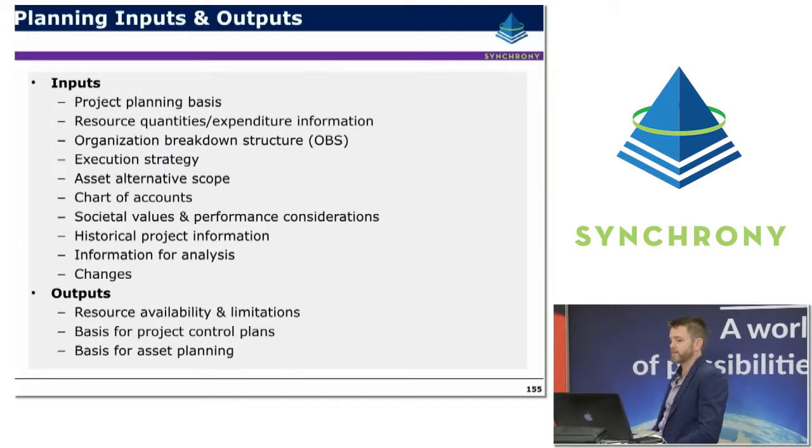Planning inputs themselves, so there's the project planning basis, the estimating basis or the basis of estimate, resourcing quantities information, organisational breakdown structures, organisational charts, execution strategy documents are very helpful, management plans if they exist, so project management plans, contract management plans, project execution plans, design management plans. As much as possible, being able to elicit all that information really helps inform the project planning process.